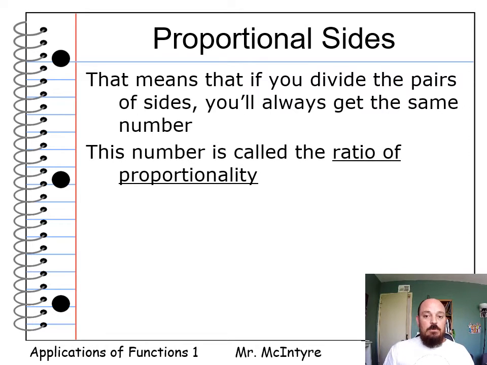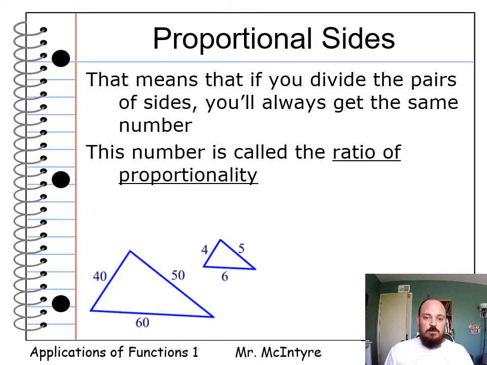Now that number is called the ratio of proportionality. So that number 3 from our last example, and it can change for other problems, but that number we call the ratio of proportionality, and it's basically how many times bigger the bigger triangle is than the smaller one.